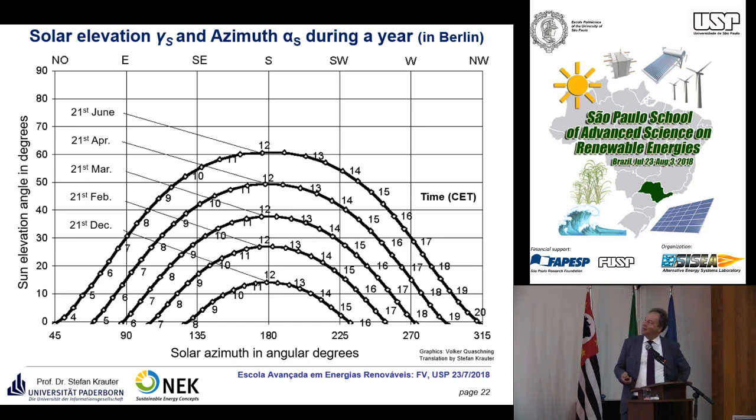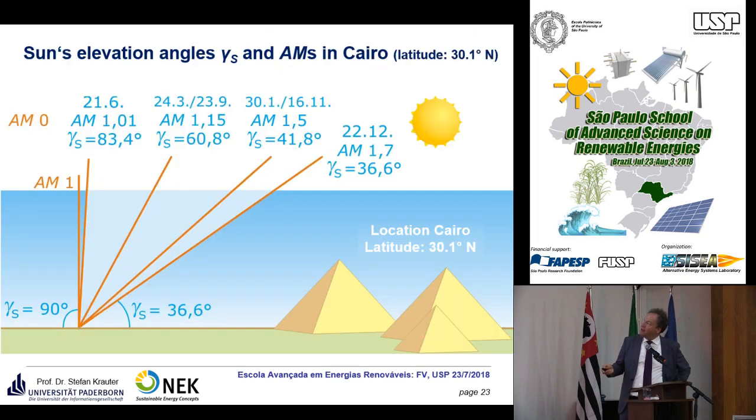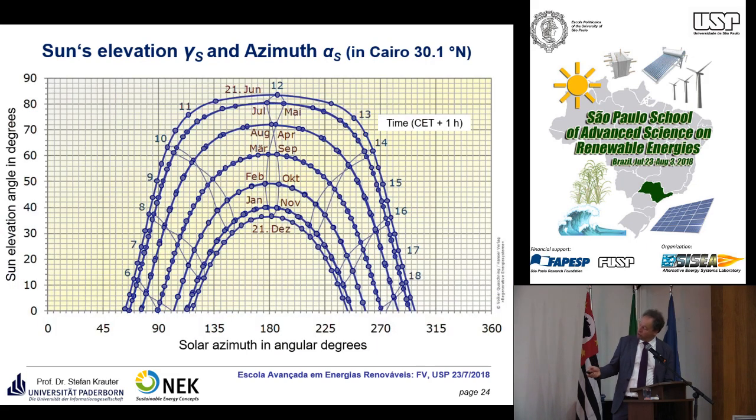So this is quite a high fluctuation. The difference in Europe between summer and winter is quite big. If you go to other locations, for example more south to the African continent, Cairo, the variation is much less. The lowest position is 36 degrees, and the highest position is not AM1, not 90 degrees, but close to that, and then it looks already different.